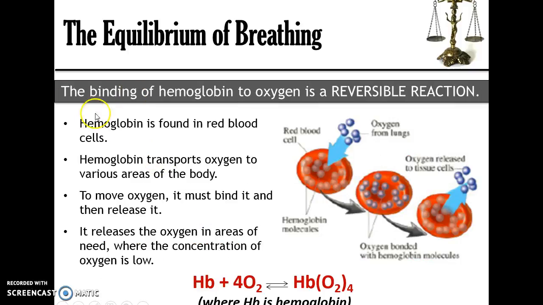Like I said on the previous slide, the binding of hemoglobin to oxygen is a reversible reaction, meaning that you can bind oxygen to hemoglobin or you can have it in its unbound form. Hemoglobin is found in red blood cells, and it transports oxygen to various areas of the body. In order to move that oxygen, it has to be able to bind it and then later release it. That's why it's considered reversible: sometimes it's unbound, sometimes it's bound, so it can go either way. It can go from hemoglobin plus oxygen to hemoglobin bound to oxygen, or from hemoglobin bound to oxygen back to hemoglobin and oxygen.